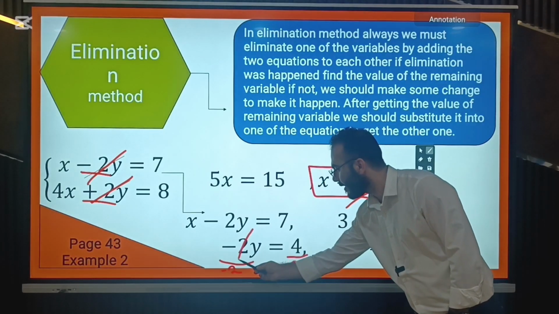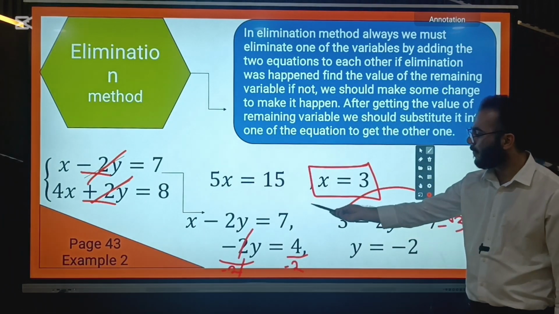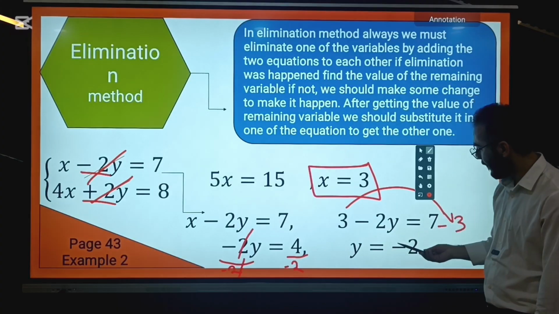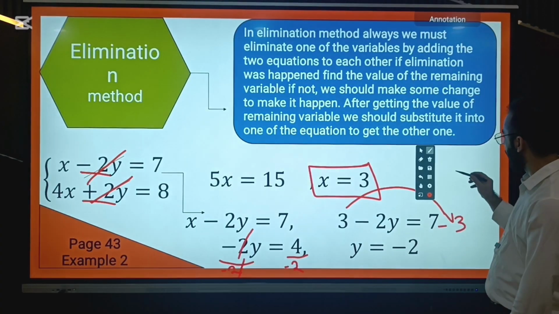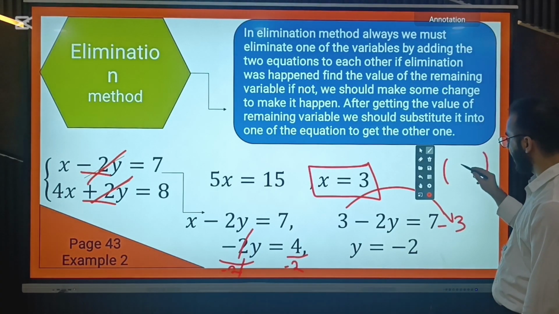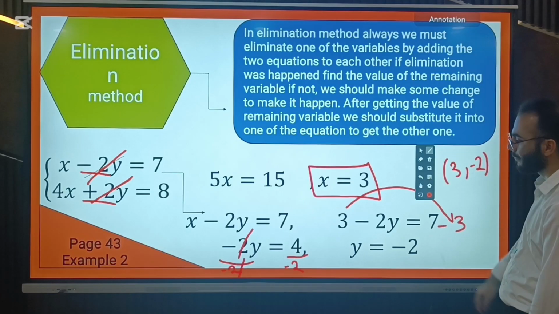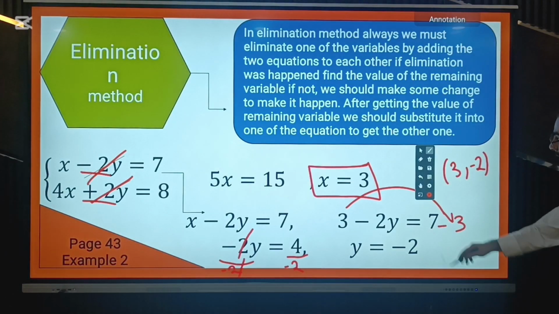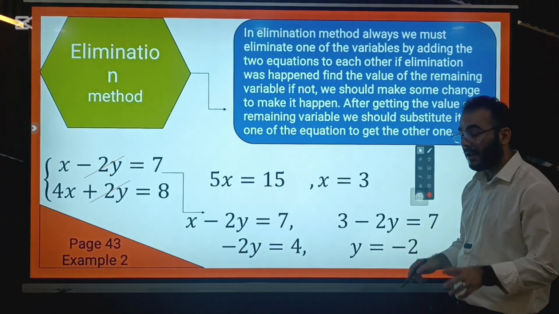You are going to get y equals 4 divided by negative 2, which is negative 2. So the solution is x and y: x was 3, y is going to be negative 2. Perfect. This is how we are dealing with elimination.